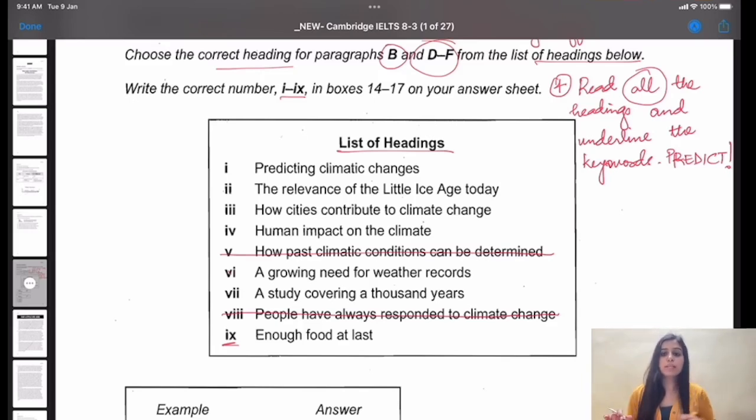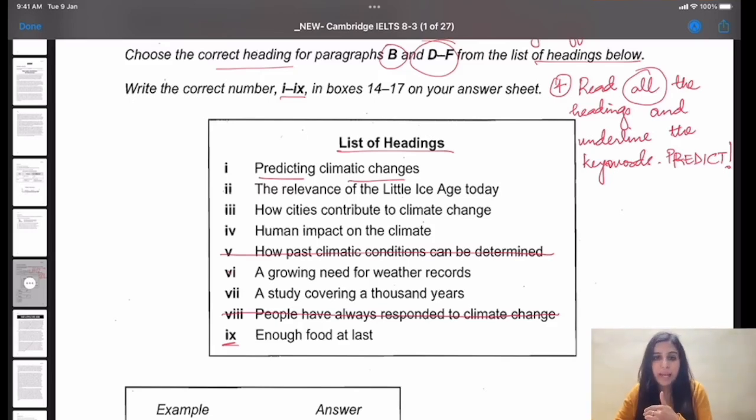The very first one says predicting climatic changes. First of all, we'll be underlining the keywords predicting and climatic changes. So obviously the entire thing is a keyword. Predicting basically means that in this particular paragraph, the writer will talk about climatic changes in the future, or how we can predict them.